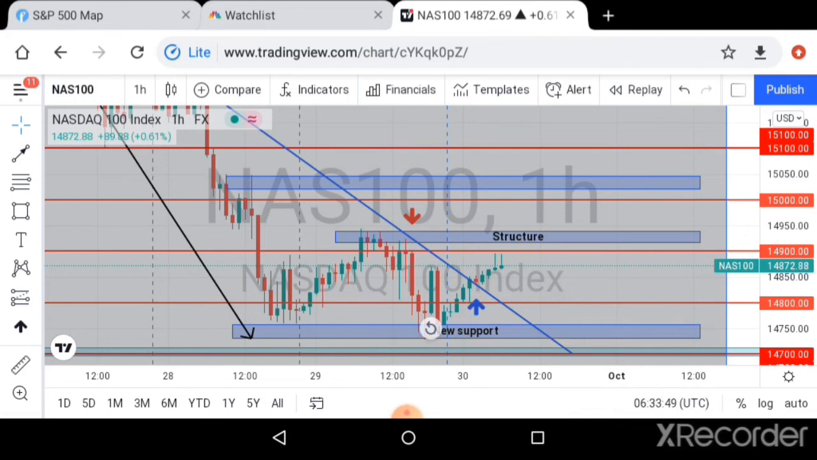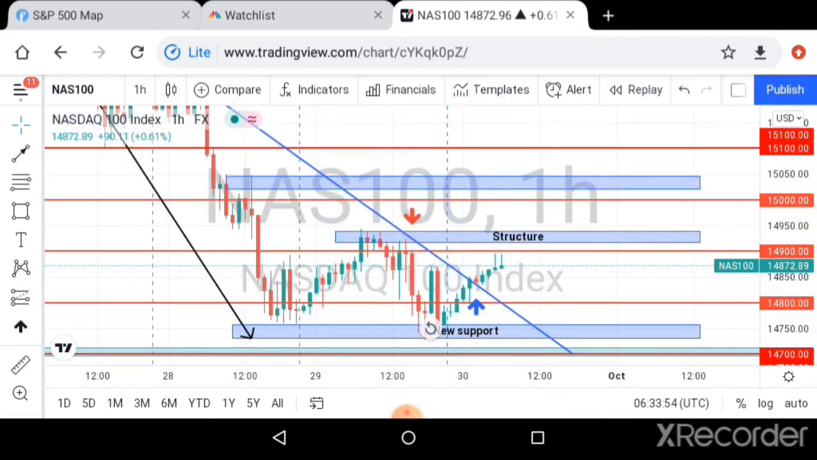Okay, so I hope you understand how market structure works and how you can take advantage of trading market structure.